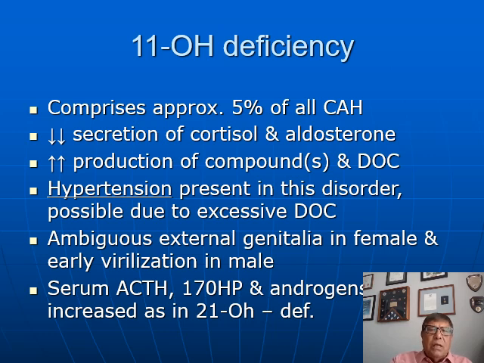11 hydroxylase deficiency is about 3 to 5%, and 3 beta hydroxysteroid dehydrogenase deficiency is about 1% or so. So there is decreased secretion of cortisol and aldosterone, and increased production of compound S, which is called DOC, and for the purpose of your examination, this is very, very important. These varieties have similar ambiguity to 21 hydroxylase, but for the purpose of your exam, if there is a case, read carefully and look at the blood pressure. If you see hypertension associated with the presentation in your exam, then you think 11 hydroxylase deficiency.